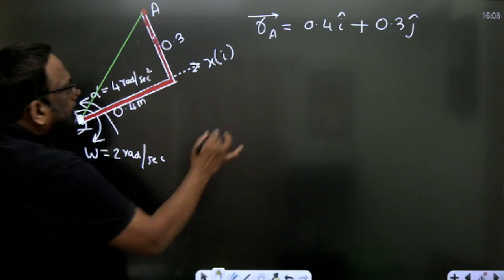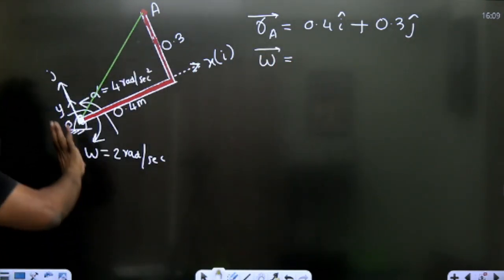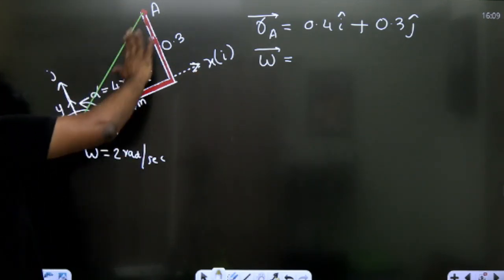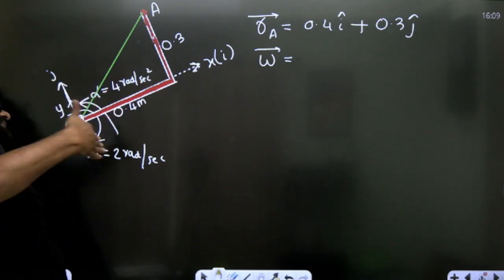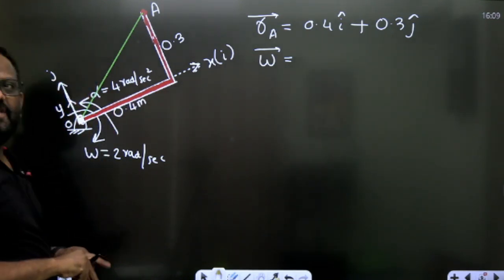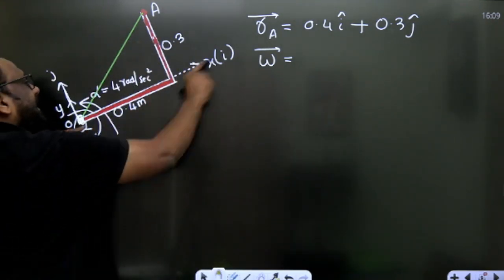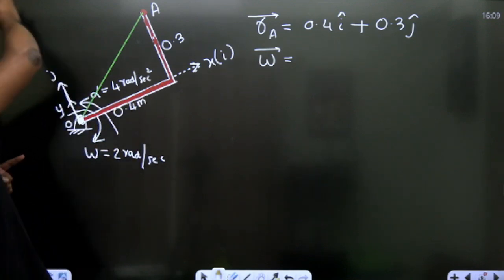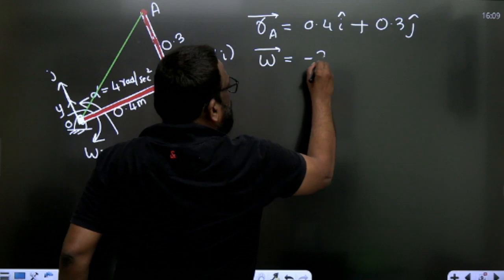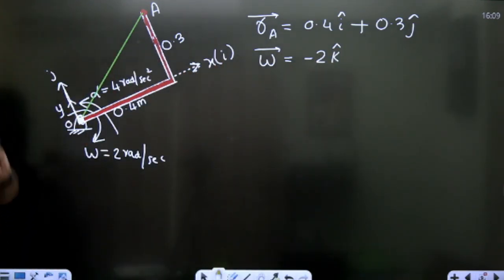Now can you tell me what is the omega vector? Everyone knows. It is rotating in the clockwise direction, in the xy plane, and the rotation is into the screen. When it is rotating clockwise, it is into the screen. All clockwise rotations I take as minus. If i cap is the unit vector in this direction, j cap in this direction, and perpendicular to this is k cap, so I write this as minus 2 k cap. Why minus? Because it is clockwise.